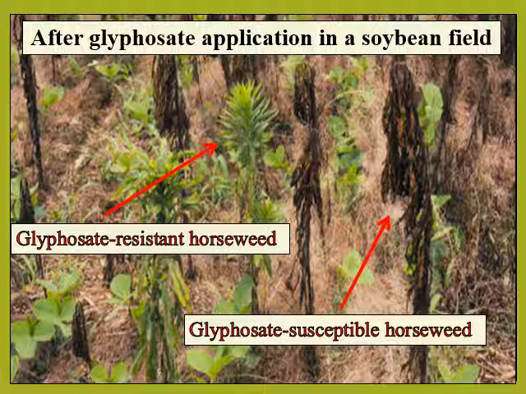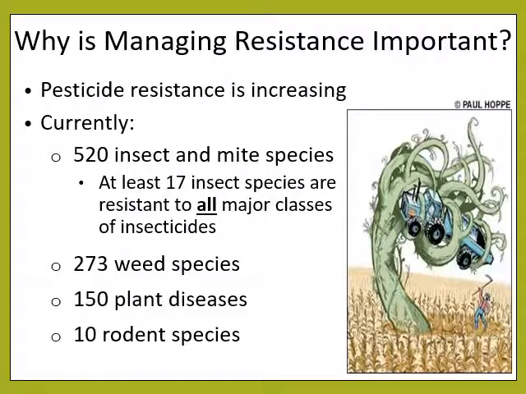This is what resistance can look like in the field. Here you can see this is a weed called horseweed that's been sprayed with the herbicide glyphosate. There are a lot of susceptible individuals that have died, but the resistant one lives. So you imagine that this one is going to make seeds and progeny, this one isn't. So the next generation will have a higher frequency of resistance.